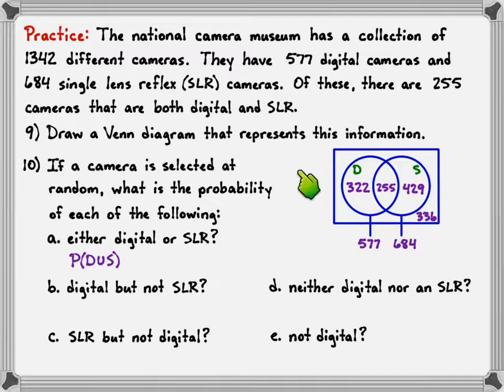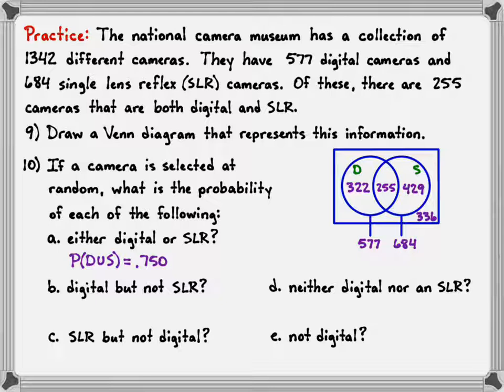But remember, the other option to find an OR is to add the totals, the 577 plus the 684, and then subtract the intersection so we don't add it twice. So ultimately you end up with 75.75 or 75% if you did all that work.